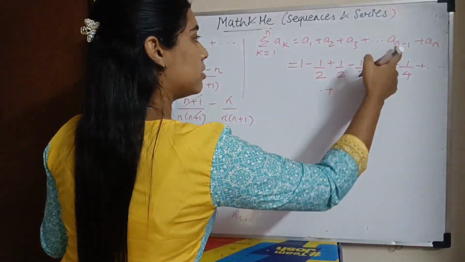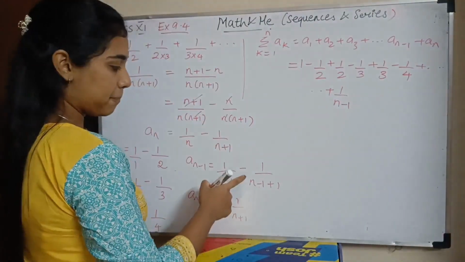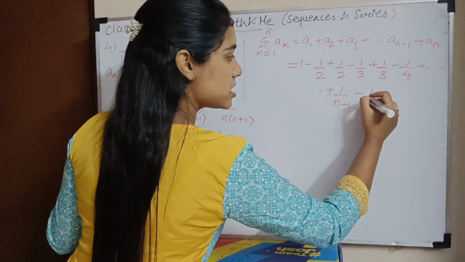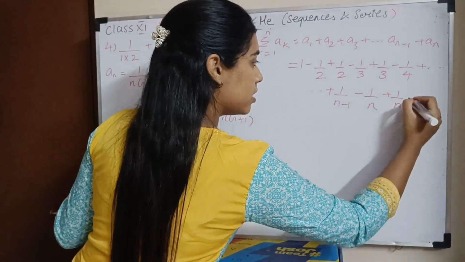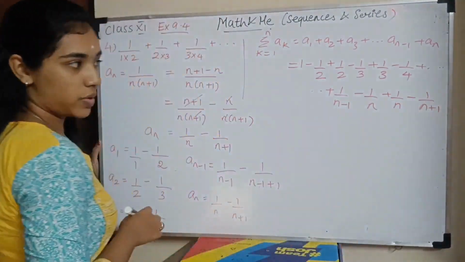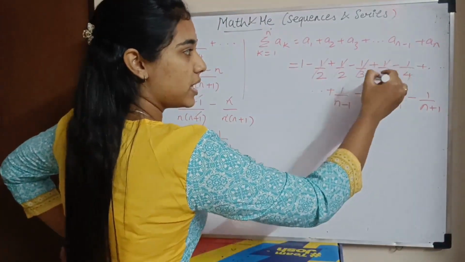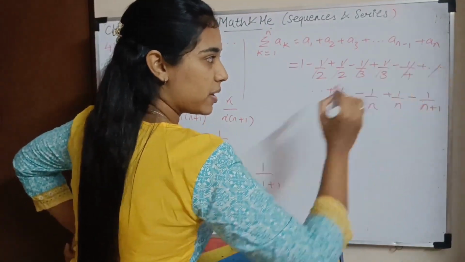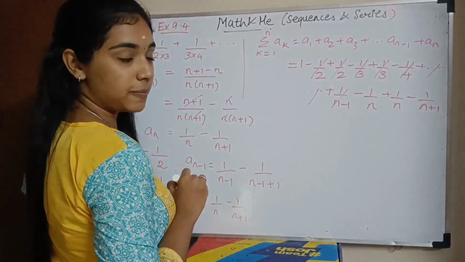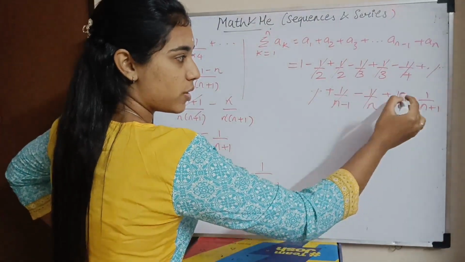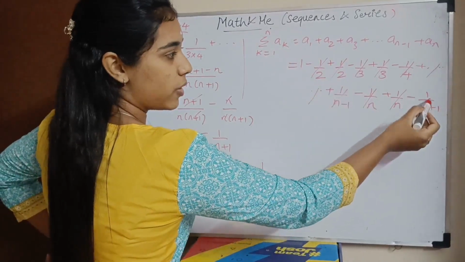What is my an minus 1? It is 1 by n minus 1 minus 1 by n. What is my an? Plus 1 by n minus 1 by n plus 1. So what do you see? Minus half plus half goes off. Minus 1 by 3 plus 1 by 3. Minus 1 by 4 and plus 1 by 4 will be there. 1 by n minus 1, you will have a previous term. Minus 1 by n plus 1 by n. So what am I left with? I am left with 1 minus 1 by n plus 1.